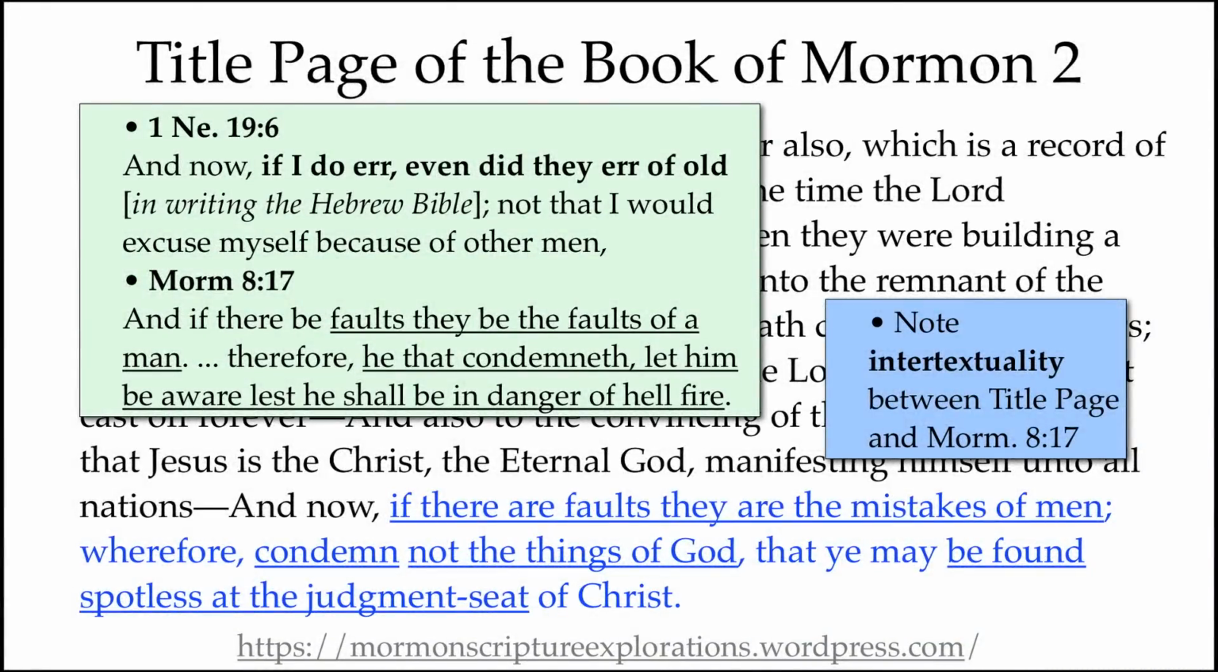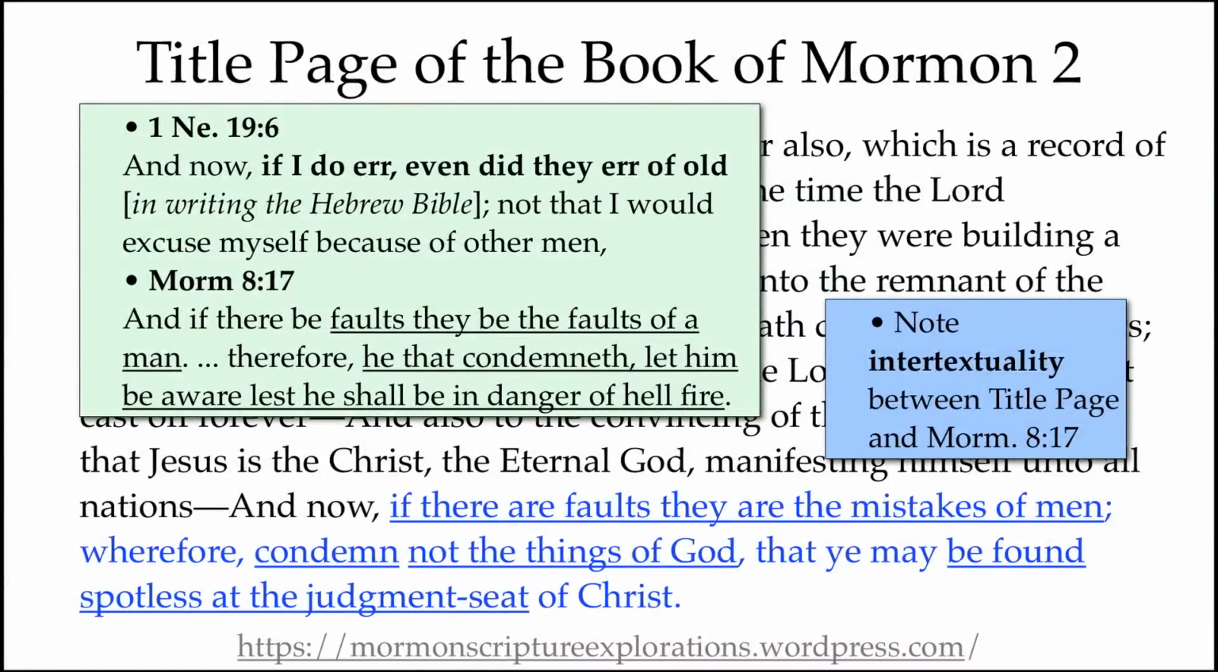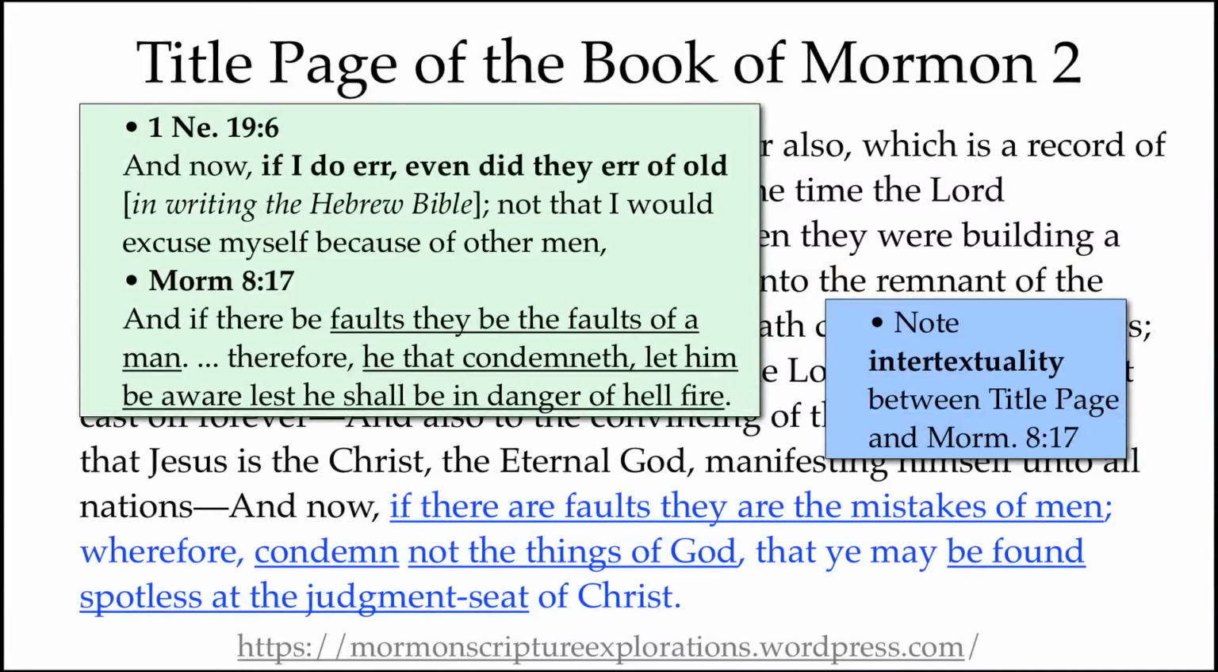Now notice, my comments are in blue boxes, scriptural quotations and references, cross-references and so forth, are going to be in green boxes. So I've given a couple of passages here where the same idea is reflected elsewhere in the Book of Mormon. First Nephi 19:6, Nephi says, if I do err, even did they err of old. That is, the people who wrote the Hebrew Bible erred. And that's an interesting thing reflected in Nephi's writing, that not only does the Book of Mormon contain errors, it's not inerrant, but the Bible itself is not inerrant.